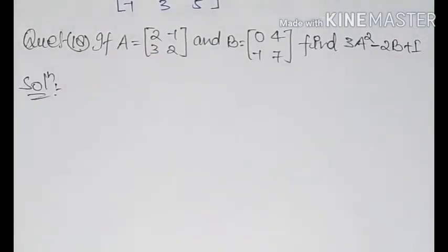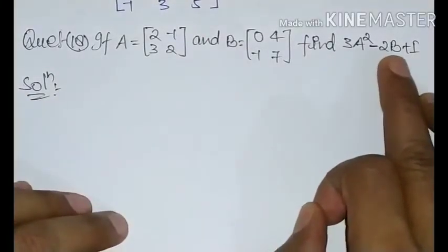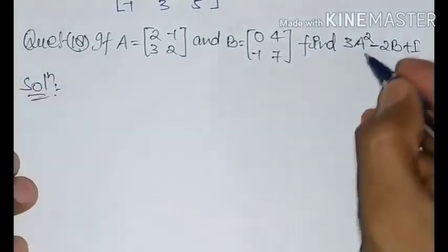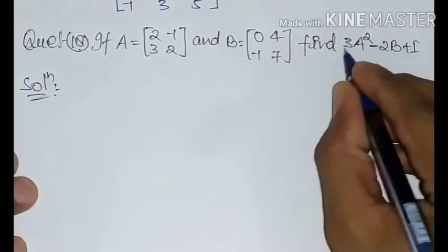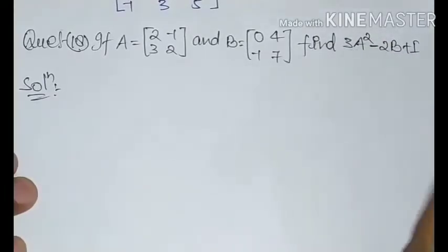Question number 18 is, if A equals a 2 by 2 matrix, 2 -1, 3 2, and B equals 0 4, -1 7, that is also a 2 by 2 matrix, find 3A square minus 2B plus I. We have to find the value of 3A square minus 2B plus I. First we have to find A square, and then I'm going to arrange the whole equation.